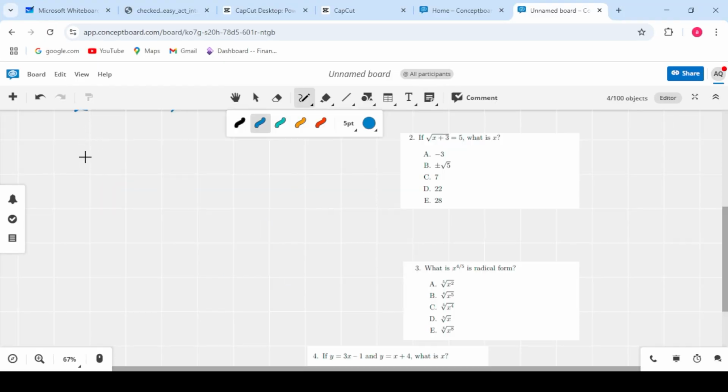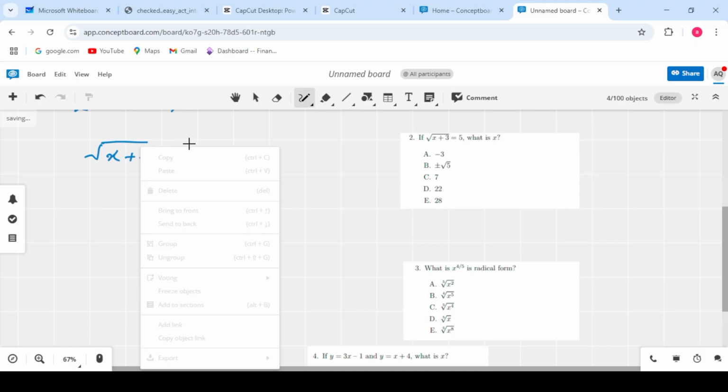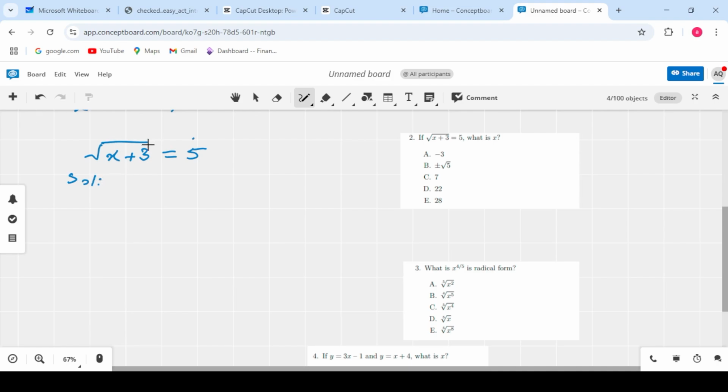question is √(x + 3) = 5. What is x? Here we have to find the value of x from this equation, which is √(x + 3) = 5. For this, the first thing that we have to do is remove the square root from x + 3. So for removing the square root, we always take the square on both sides.